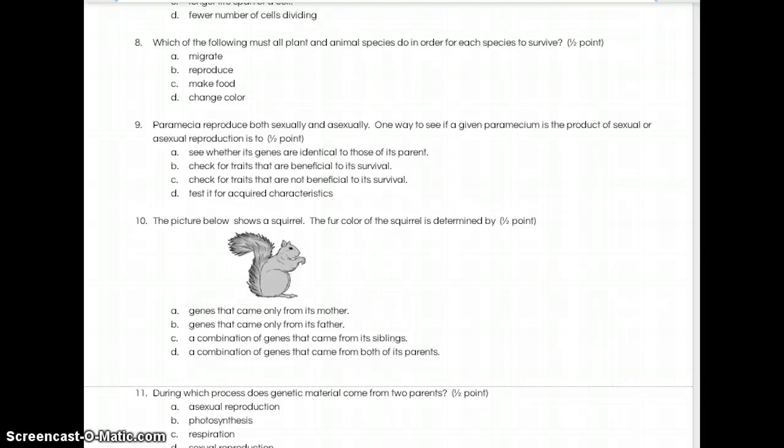Number 10. The picture below shows a squirrel. The fur color of the squirrel is determined by A. Genes that came only from its mother. B. Genes that came only from its father. C. A combination of genes that came from its siblings. D. A combination of genes that came from both of its parents.